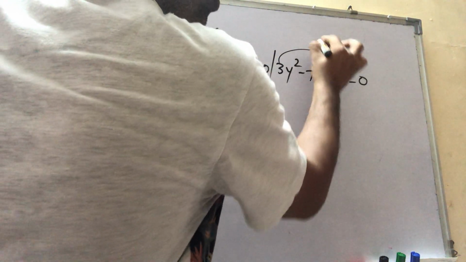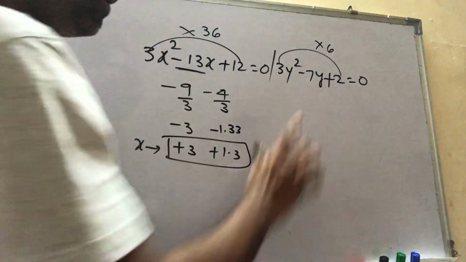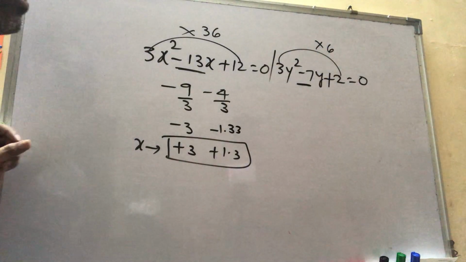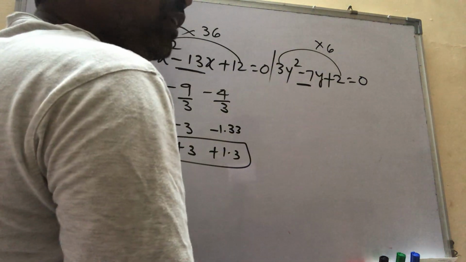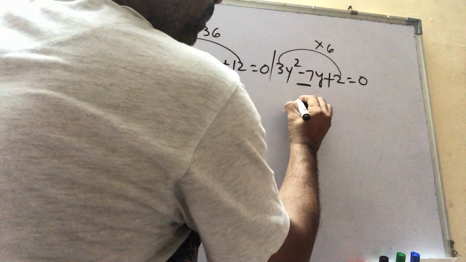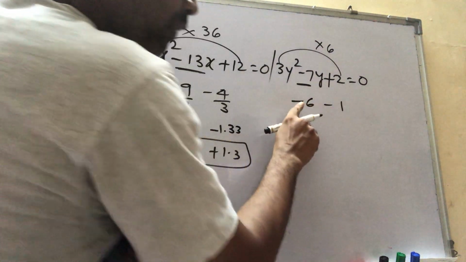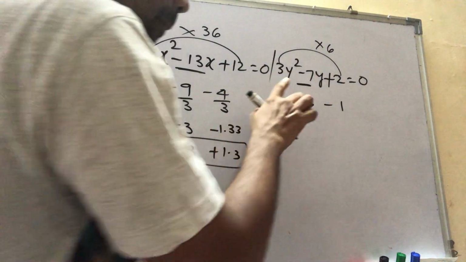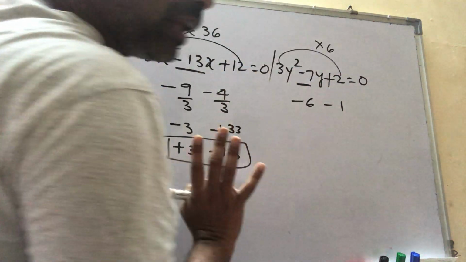Here 3 2s are 6. Multiplication should be 6 and addition should be minus 7. The factors are 6 1s are 6. So when you write minus 6 minus 1, then only the addition will come minus 7, and minus into minus would be plus 6.